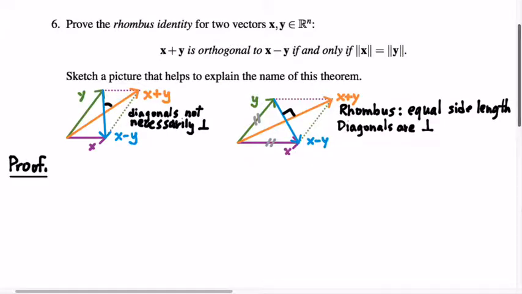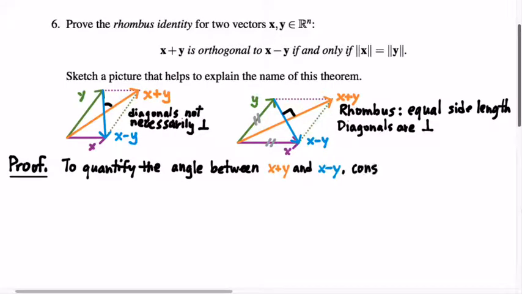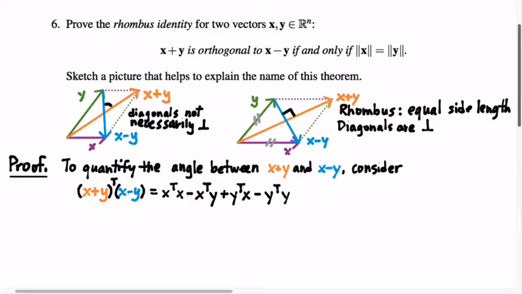Well, what we're really trying to do is measure the angle in between these diagonals. In order to measure the angle in between x plus y and x minus y, what we really need to do is compute the dot product of those two vectors, which in the language of our course we write as the transpose of the first multiplied by the second. Well, luckily, matrix multiplication is distributive over addition, and so we can FOIL out this product into x transpose x minus x transpose y plus y transpose x minus y transpose y.